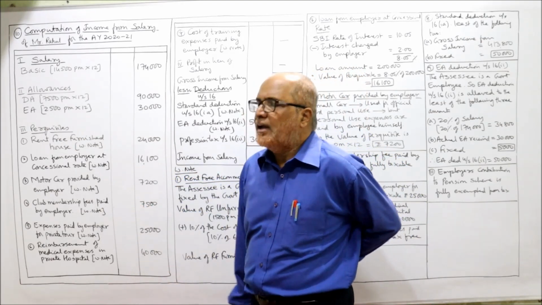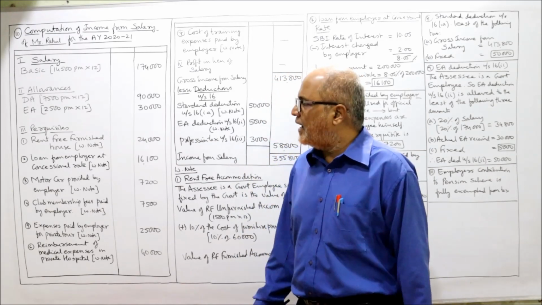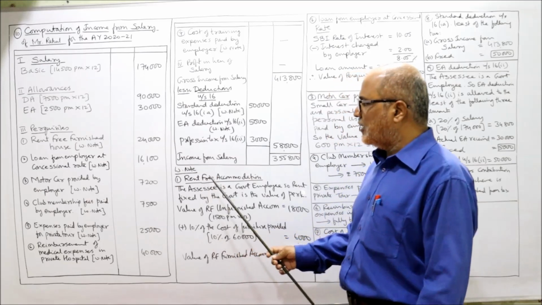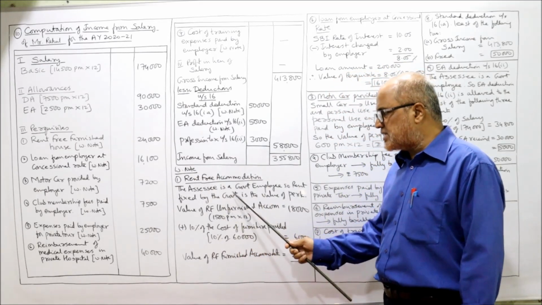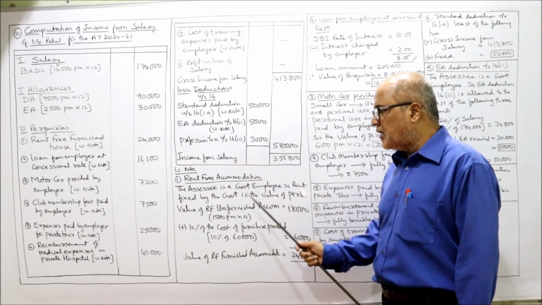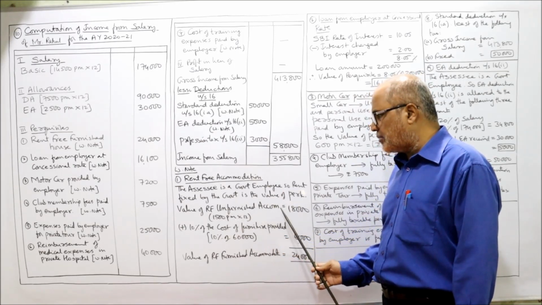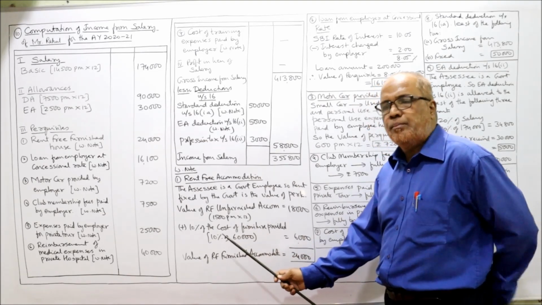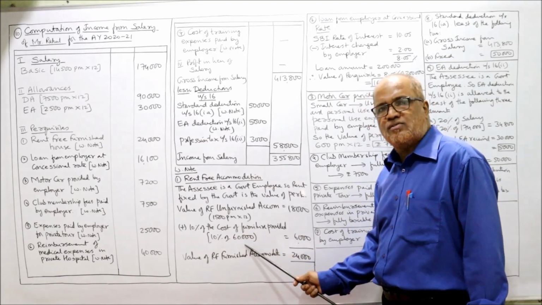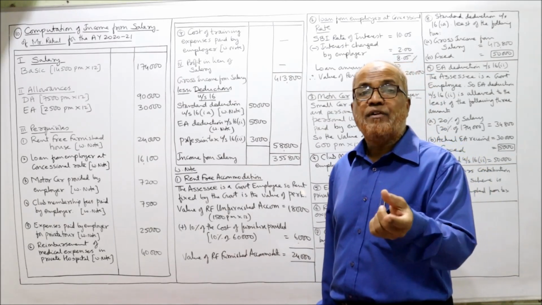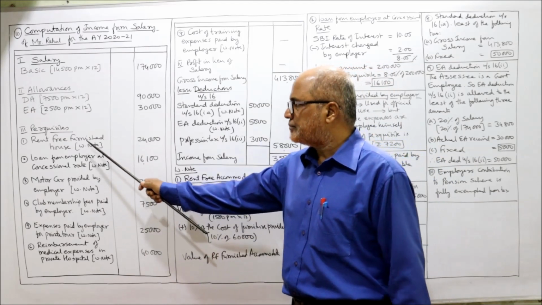Perquisite: rent-free accommodation, furnished accommodation. First of all, in the working note, the SSC is a government employee, so the rent fixed by the government is the value of the perk. The value of the rent-free unfurnished accommodation is 1,500 per month into 12, 18,000. And 10% of the cost of furniture, 10% of 60,000, 6,000. So 24,000 is the value of rent-free furnished accommodation.